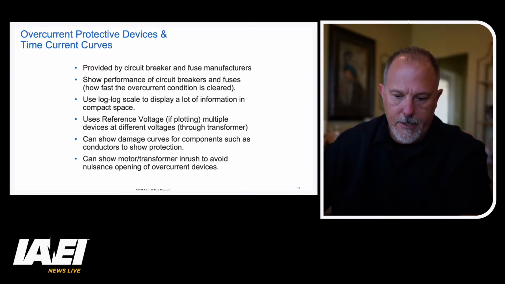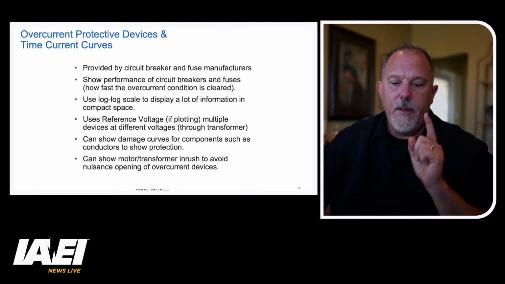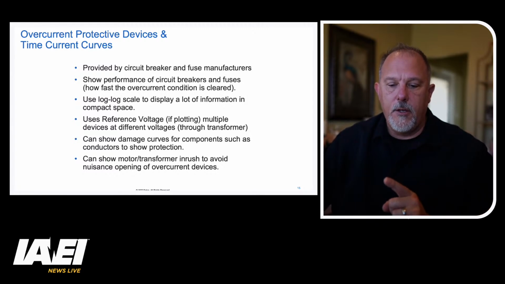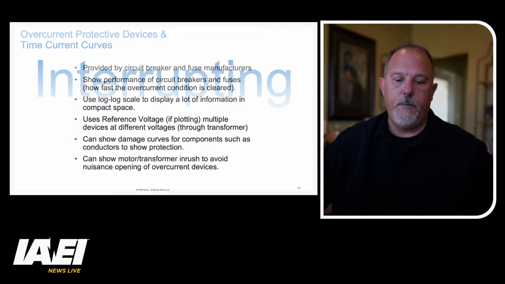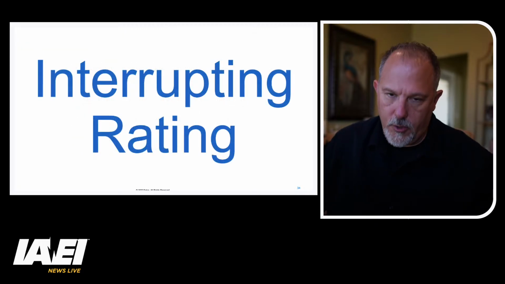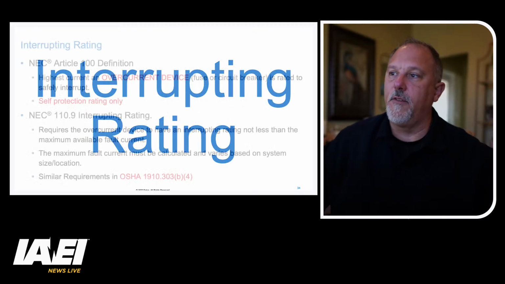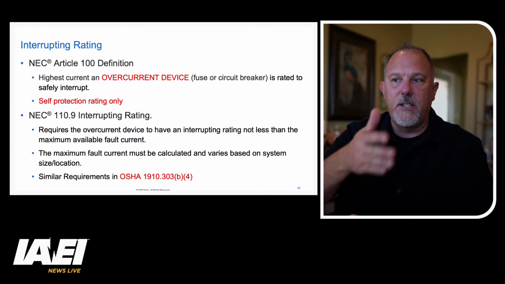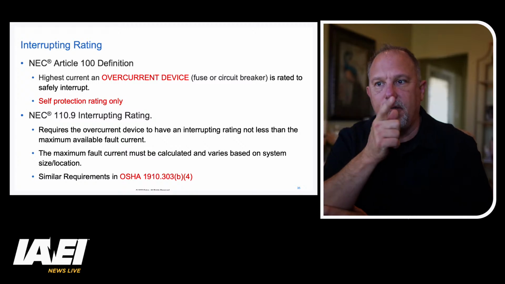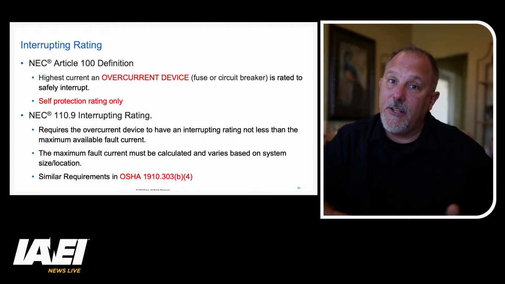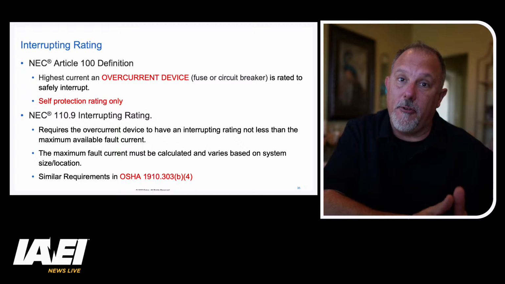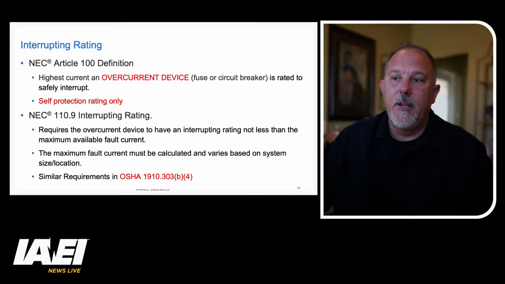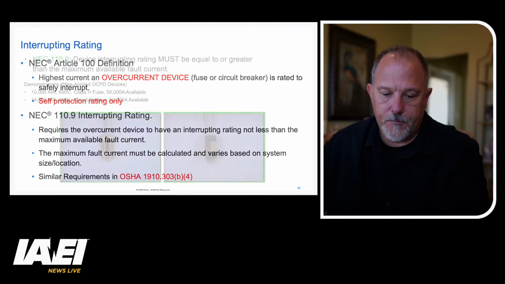Whoa, sorry about that. All right, so the interrupting rating is the ability of the overcurrent device, whether it be a circuit breaker or fuse, to stop the flow of current, and it has to do it safely. 110.9 is your reference for that. 110.10 is your short circuit current rating reference. 110.9 is your interrupting rating requirements.